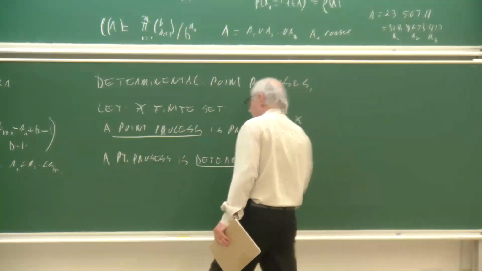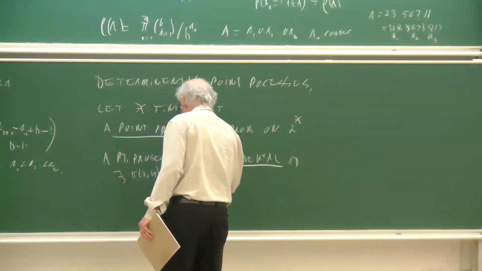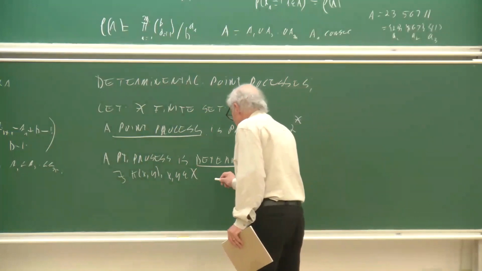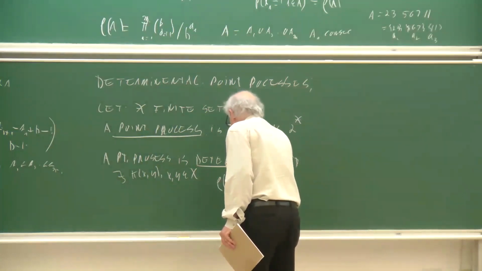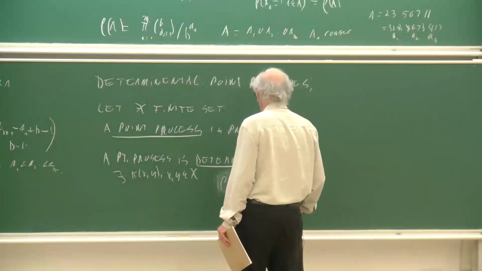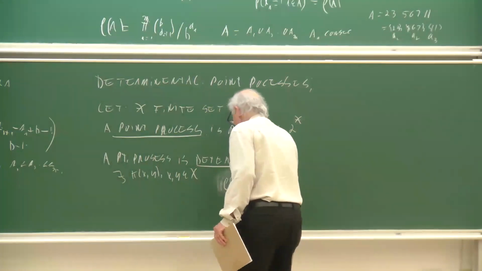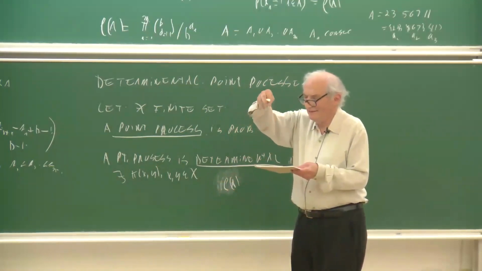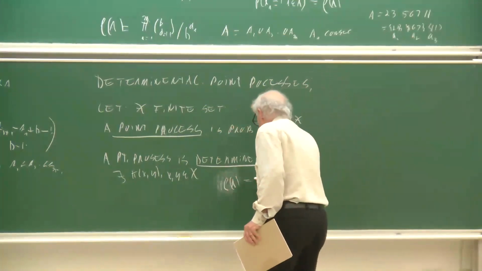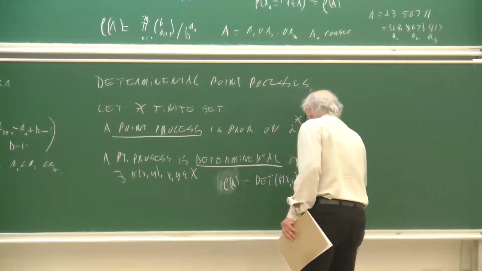If there is a kernel, there exists a k of xy for x, y contained in X. So there's some non-negative function k of xy, such that rho of A, the chance that the random set that occurs when you pick the points at random contains A and maybe some other things, is equal to the determinant of k of xy, where x and y are contained in A.